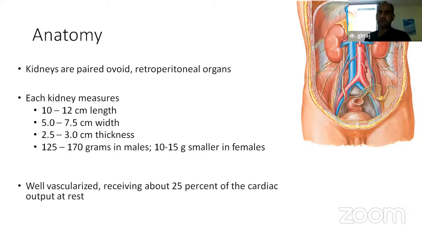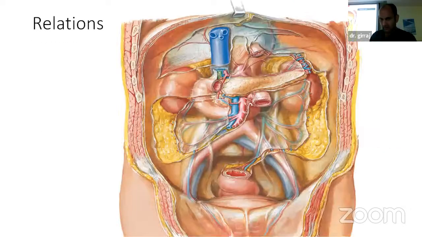Relation of the kidney: the right kidney is related at the upper pole to the right suprarenal gland, the outer surface to the liver, the medial anterior surface to the duodenum, the outer lower surface to the colon, and the outer medial anterior surface to the coils of jejunum.